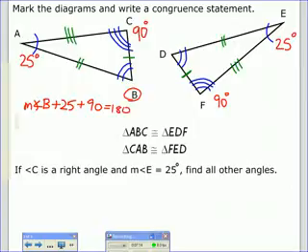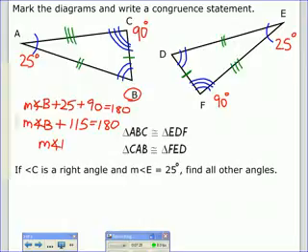So to find angle B, I can say, well, angle B plus the other two angles in the triangle must add up to 180. So I can solve this little equation. 25 plus 90 is 115. So if I take 180 and subtract 115, the measure of angle B must be 65 degrees. And since angle D is congruent to it, the measure of angle D must also be 65 degrees.